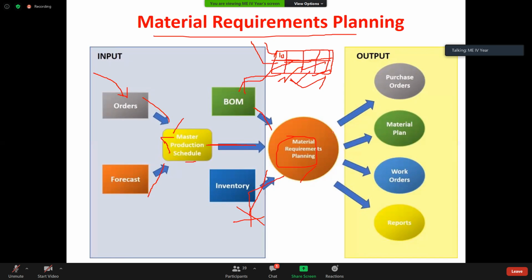Now with the MRP system, what will the output be? Based upon this data, we'll see a few things we have in house. Something we don't have, for those things we have to release a purchase order. These purchase orders will be made by the purchase department. I already explained that. And the material plan, which the purchase people also have to do with the help of PPC, and work orders. This part comes under in-house.